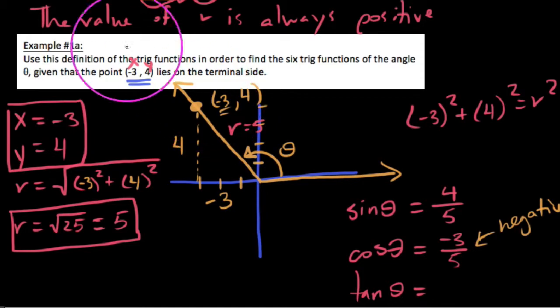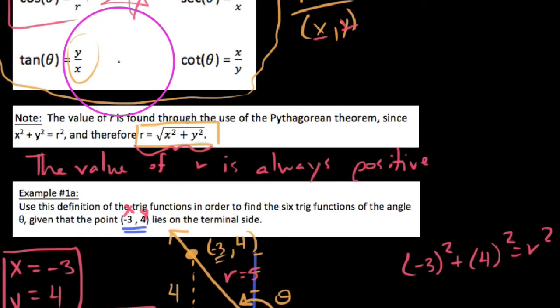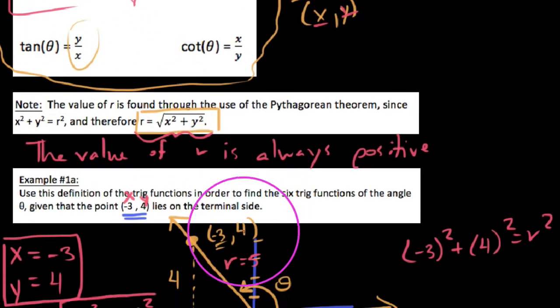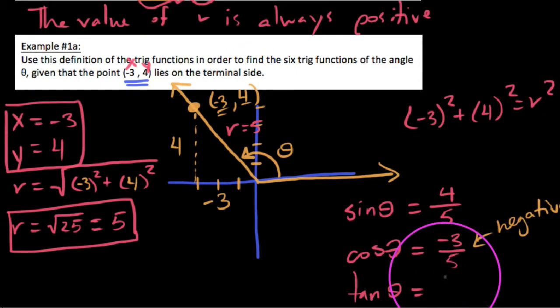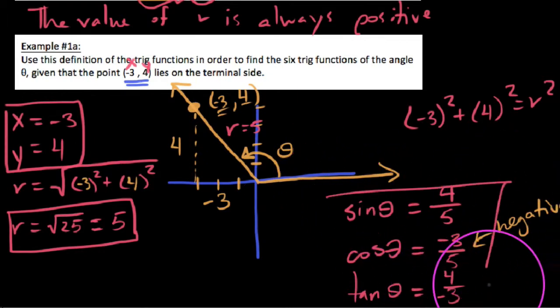Okay, so last but not least, tangent. We say tangent by definition is just y over x. So we could just take the y value of our point on the terminal side, we'll call this 4, and divide by the x value of the point on our terminal side, which is negative 3. And so these would be our primary 3 trig functions right here.